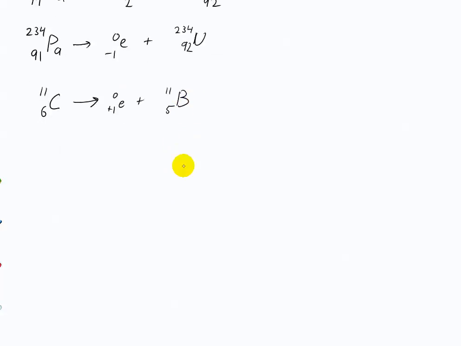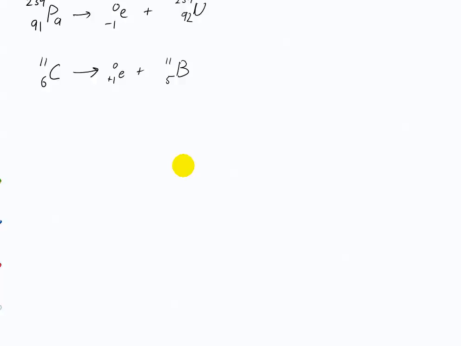Okay. Then the last one, carbon-11 undergoes electron capture. So that way an electron is on the left of the equation. It's capturing an electron. Right? And so then what do we come out with? That same boron-11.